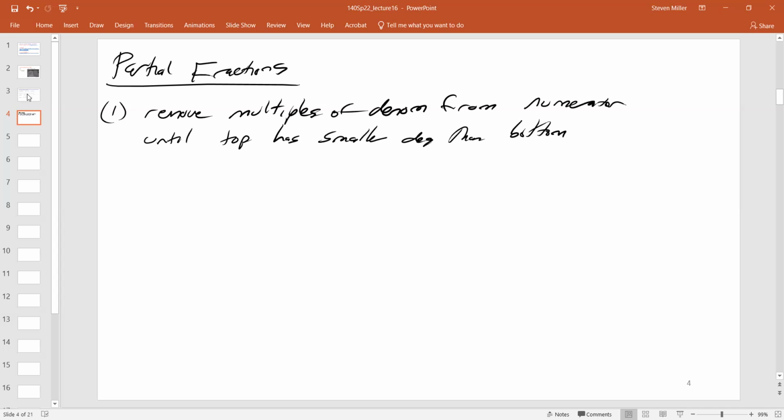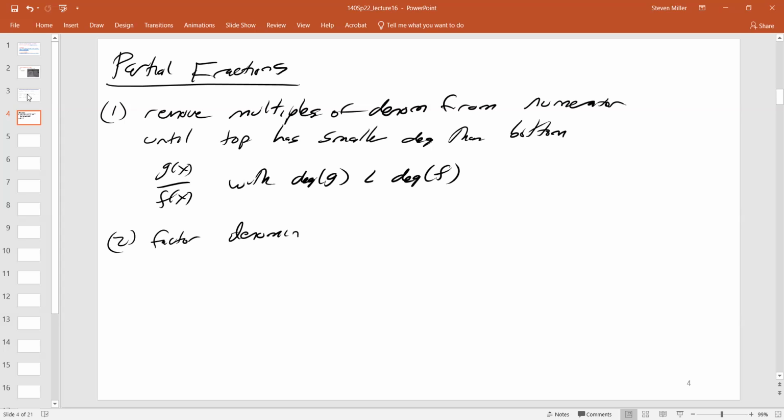And the remainder will have smaller degree. So it's sufficient to study things of the form g of x over f of x with degree of g less than degree of f. We only have to be able to do cases like that. Step 2 is factor the denominator. Say it's maybe f1 of x to the r1 ... fk of x to the rk. So we have different degrees. And then we do a partial fraction expansion.